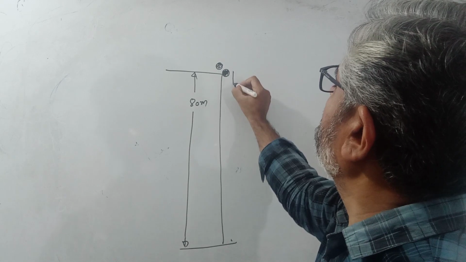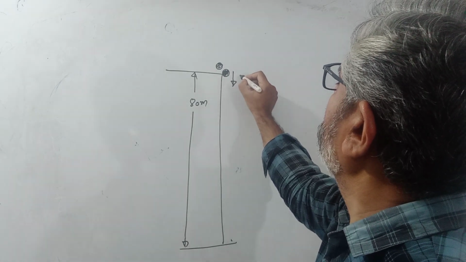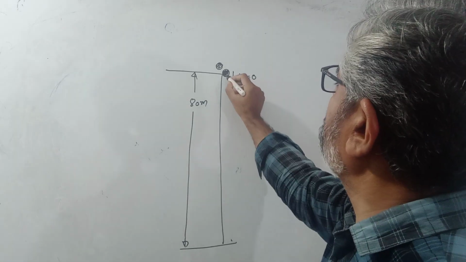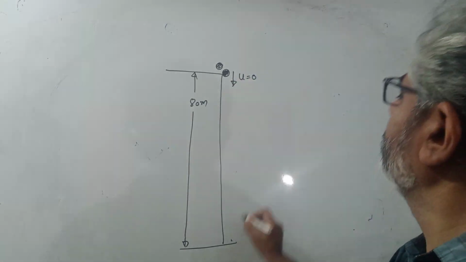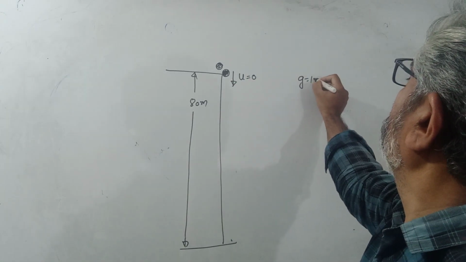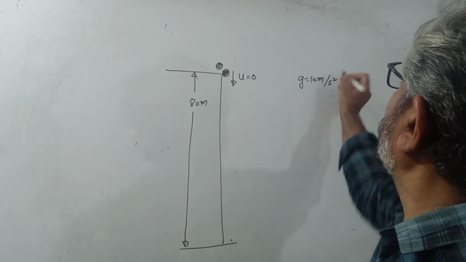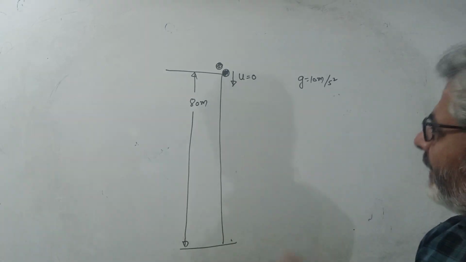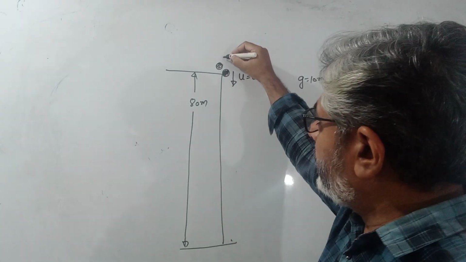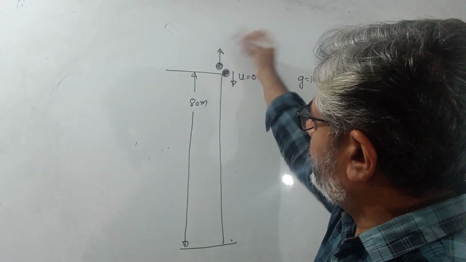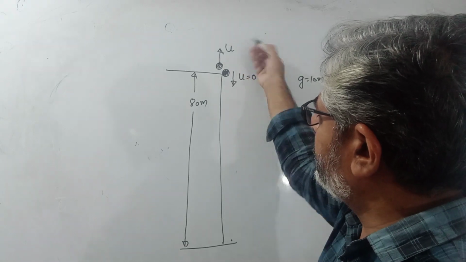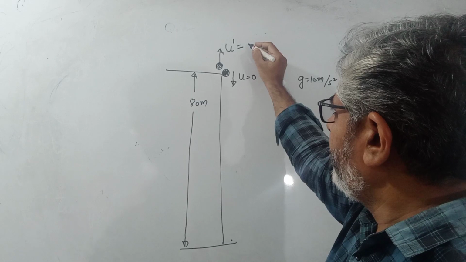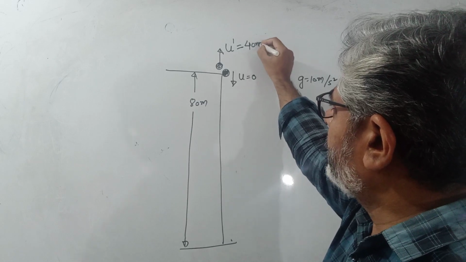So once you drop this, you can say that the u for this particle is 0, and it has to drop all the way to the bottom of this building. And g we have been given as 10 meters per second square. Actually it is 9.8, but in many problems we take it as 10. Now at the same time, this particle is projected vertically upwards, and let us say its initial velocity, which I am writing as u prime or u dash, is 40 meters per second.